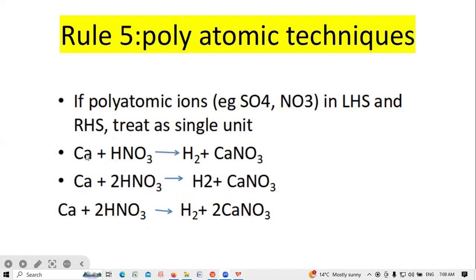See, in the case of calcium reacting with nitric acid to produce hydrogen and calcium nitrate, you treat the nitrate as a single unit to balance. First of all, balance the metal atoms. Calcium is already balanced. You see the hydrogen atoms on the right side are 2 and on the left side 1, so multiply by 2 before the nitric acid. And the nitrate, you treat as a single unit. On the left-hand side, 2 nitric acid means 2 nitrate, and to balance the nitrate on the right-hand side, multiply by 2 calcium nitrate.